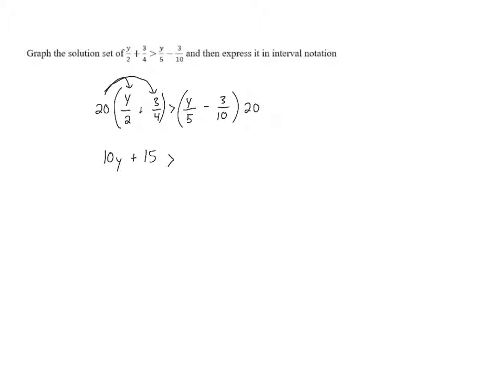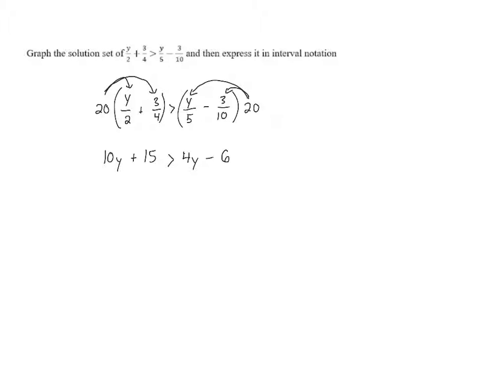Either way, on the right, when we distribute, 20 times y is 20y, divided by 5 gives us 4y, minus 3/10 times 20 ends up being 6. So we've got 10y plus 15 is greater than 4y minus 6. We've gotten rid of the fractions, so it's easier at this point. We still have variables on both sides.